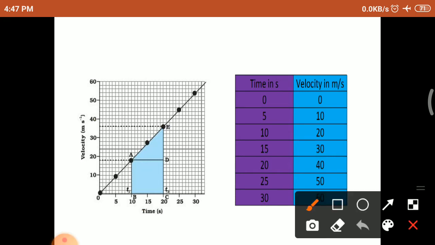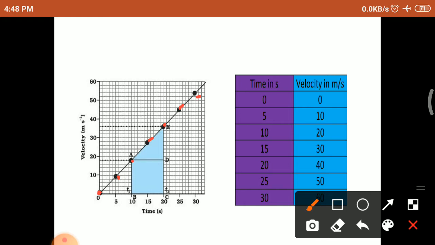When time is 0, the velocity is 0. Time is 5, the velocity is 10. Time is 10, velocity is 20. When time is 15, the velocity is 30. When time is 20, the velocity is 40. When time is 25, the velocity is 50. And when the time is 30, the velocity is 60.